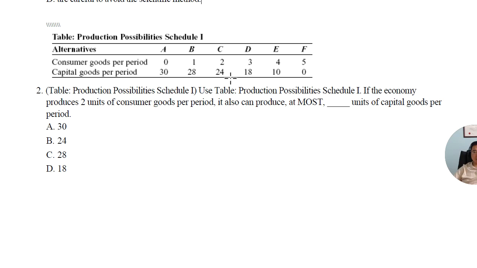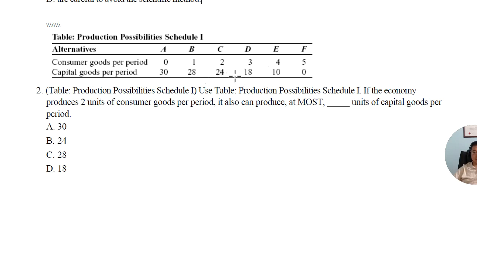From the second unit of consumer goods to the third unit, the capital goods decline from 24 to 18. That's a decline of 6. So from 1 to 2 for consumer goods, it costs 4 units of capital goods. From 2 to 3 costs us 6 units of capital goods.